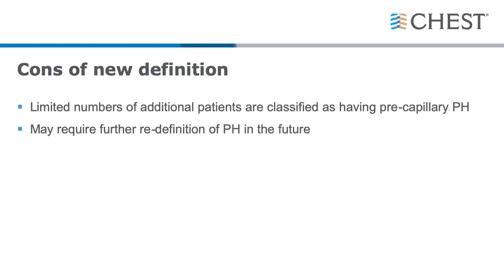So, just going back in some of the cons of the new definition, really limited numbers of patients might be reclassified at least as pulmonary arterial hypertension based on this definition. And kind of looking forward, you have to wonder if other aspects of the hemodynamic definition will have to be modified in future world symposia.